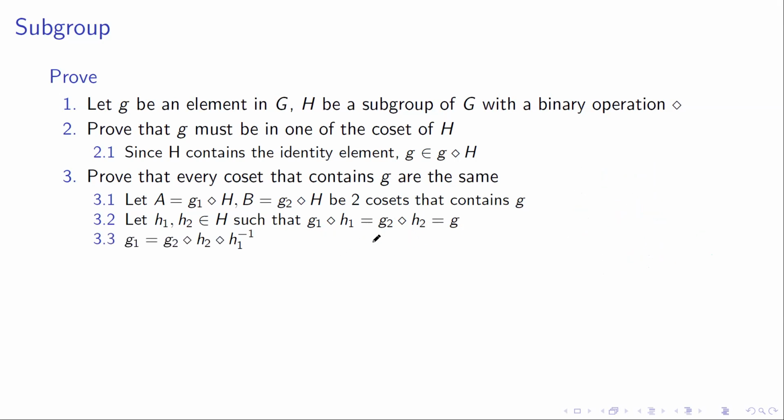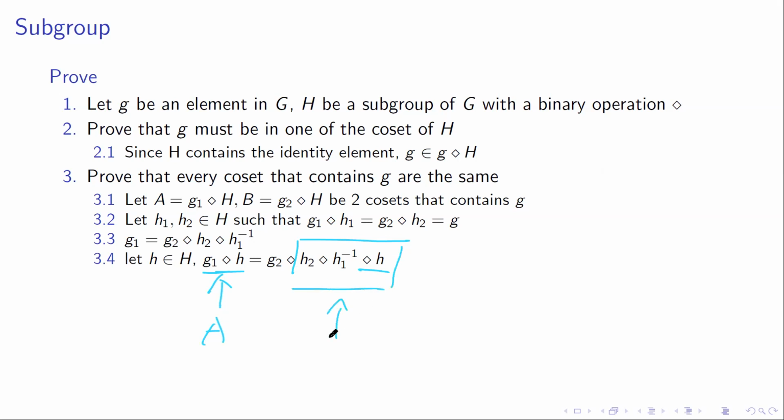And when we have this, we can just move H1 to the other side, and we multiply H on both sides again. What is this? G1 times H is basically an element in A, right? And this is H2 times H1 inverse times H, which is an element in H. This is G2. So G2 times an element in H means that this whole thing must be an element in B.